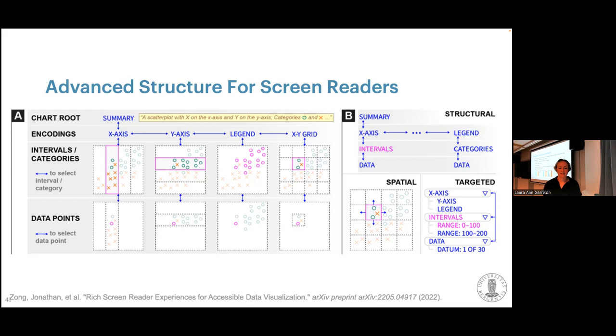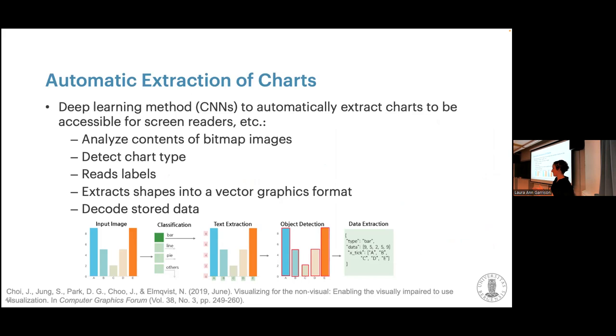And if you totally biff it and forget to do anything with your chart and just save it as a JPEG, there are solutions for extracting that chart information into something that's accessible by a screen reader. So there are methods, for example, using convolutional neural networks that extract the charts for screen reader accessibility by first analyzing the contents of the bitmap image, detecting the chart type, reading the labels, extracting the shapes, and decoding the stored data for the screen reader.